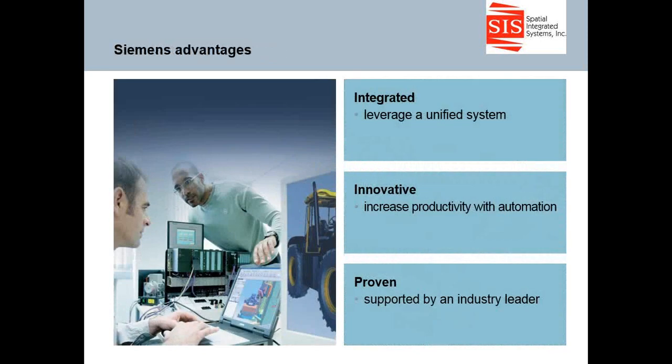Now let's talk about some Siemens advantages. Siemens can help you integrate your manufacturing process with a unified system. The process chain starts with CAD and CAM, and it concludes at the shop floor. The advanced and innovative technology can increase your efficiency and accuracy, and the automation ensures repeatability and reuse of the proven method. Siemens is a major multinational company and is a proven leader in manufacturing technology.